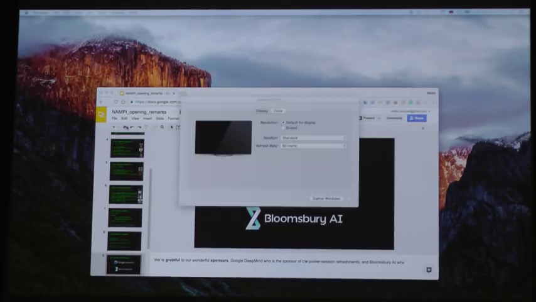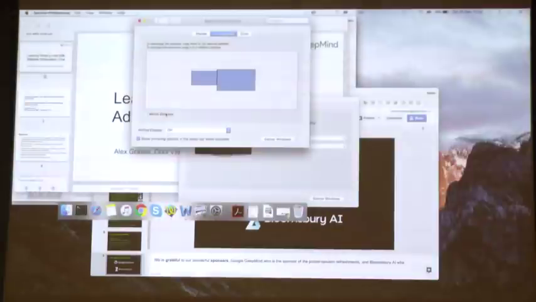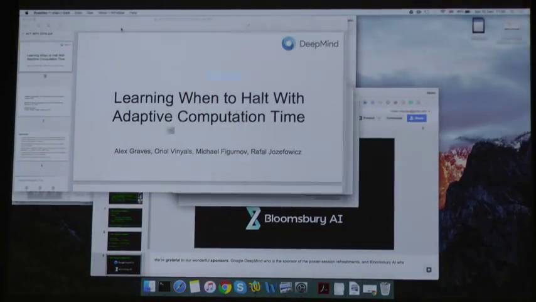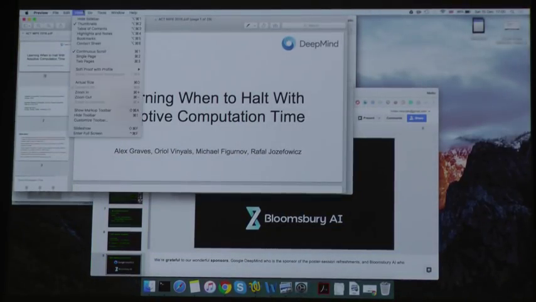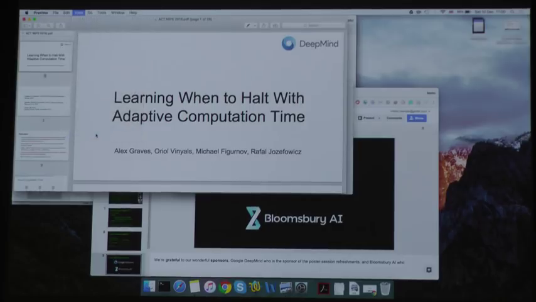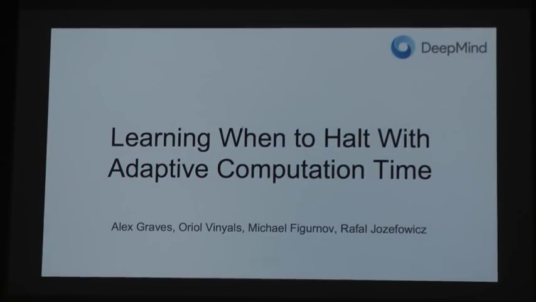Next up, we have Alex Graves from DeepMind, and Alex has done a lot of influential and important work in sequence learning, and you might have seen his latest work on the differentiable neural computers, which was a Nature article. So let's hear from Alex.